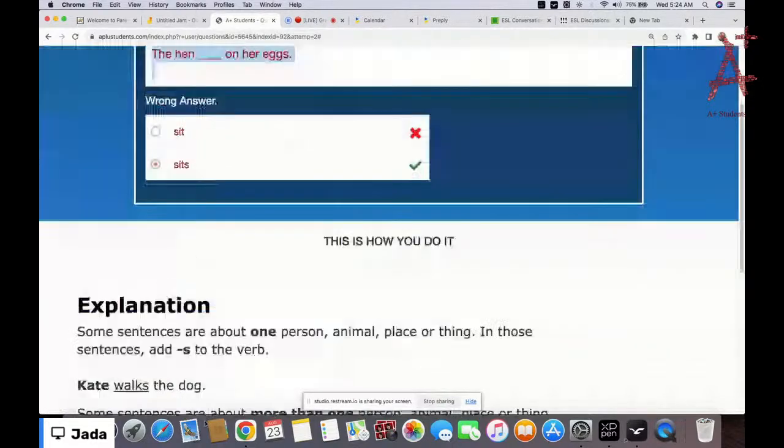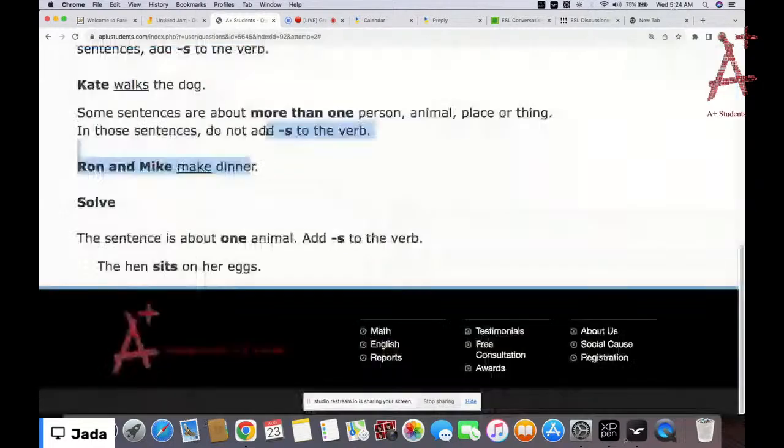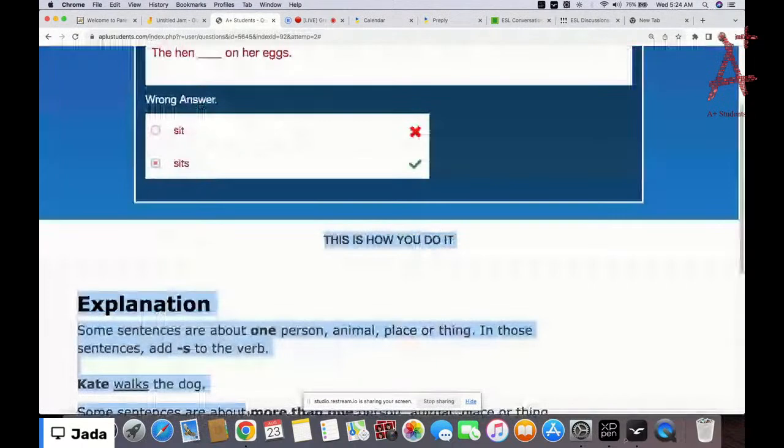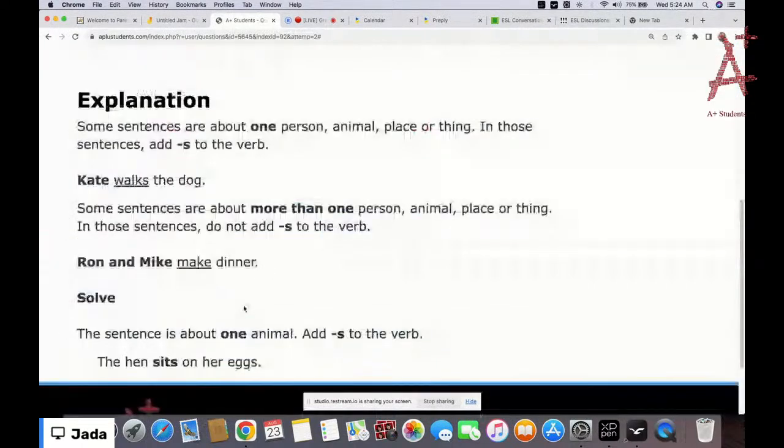Okay. So when you click on an answer and you get it wrong, all you need to do is just scroll down, because it tells you how it is done. As you go down, you see the explanation again. So all you need to do is just read it. Read the explanation and figure out everything that you need to know again. Once you read that, you can go back to the test.